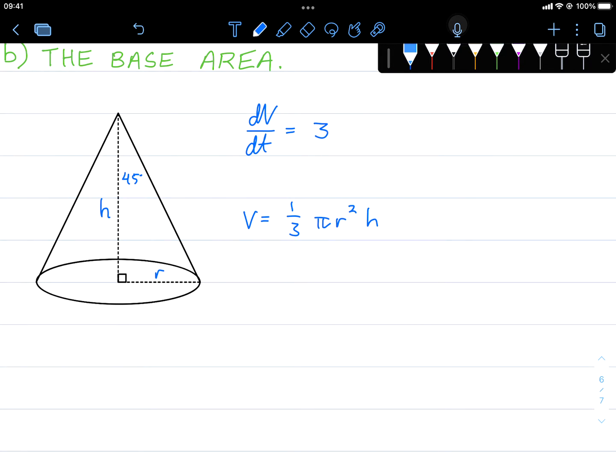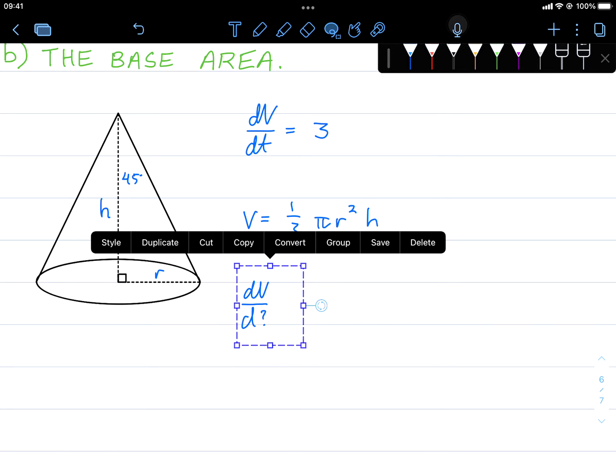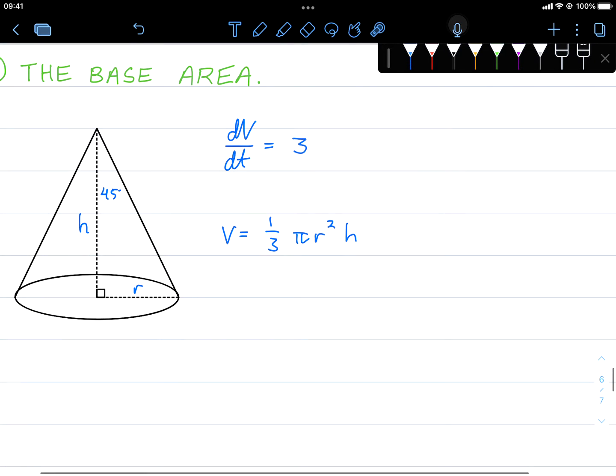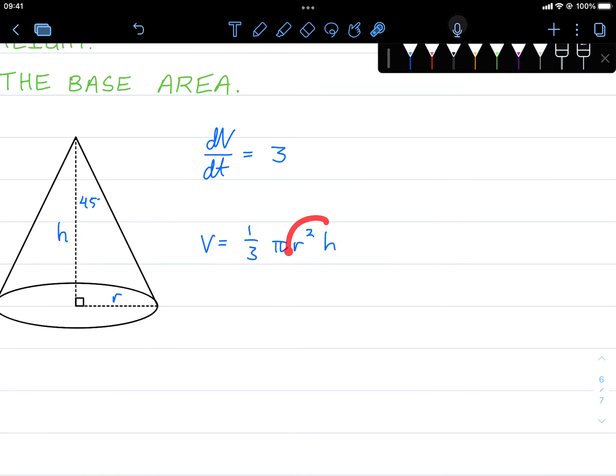Now, if you were to continue and try and work with this, consider what happens if you do dV on d something. We have two variables, r and h. So we're not quite at the level yet of having two different variables to differentiate. So we're going to have to try and figure something out so that we have one variable.